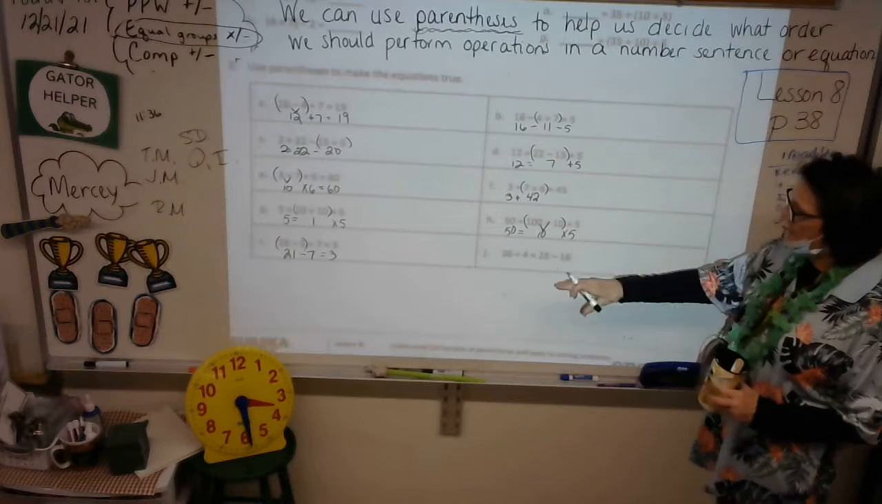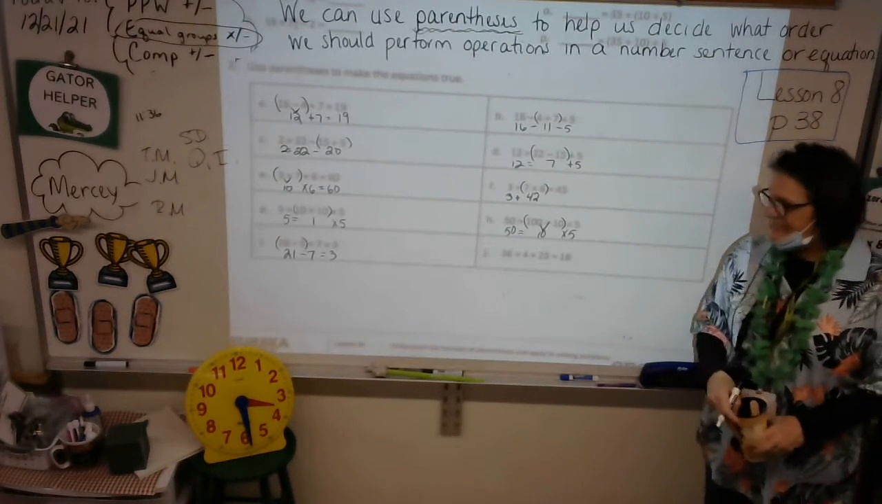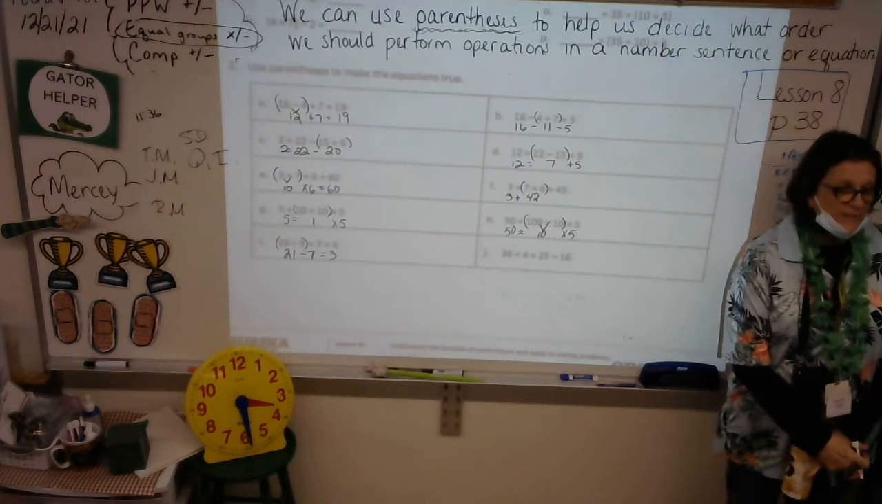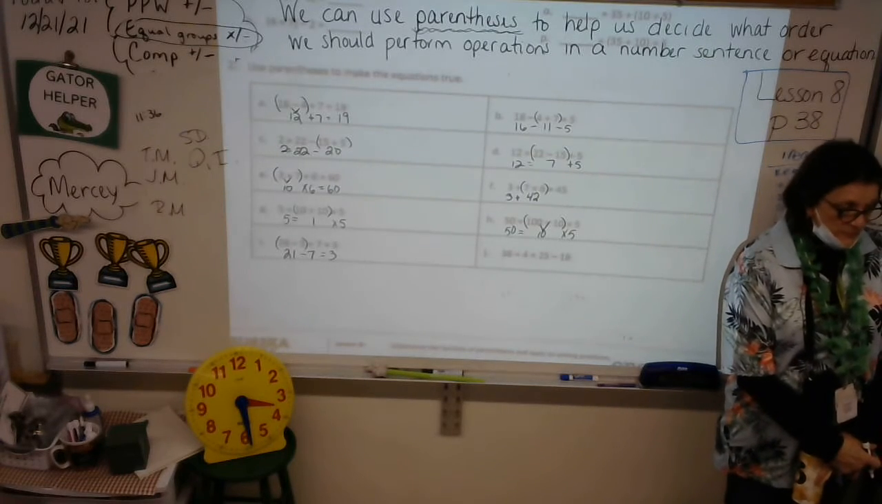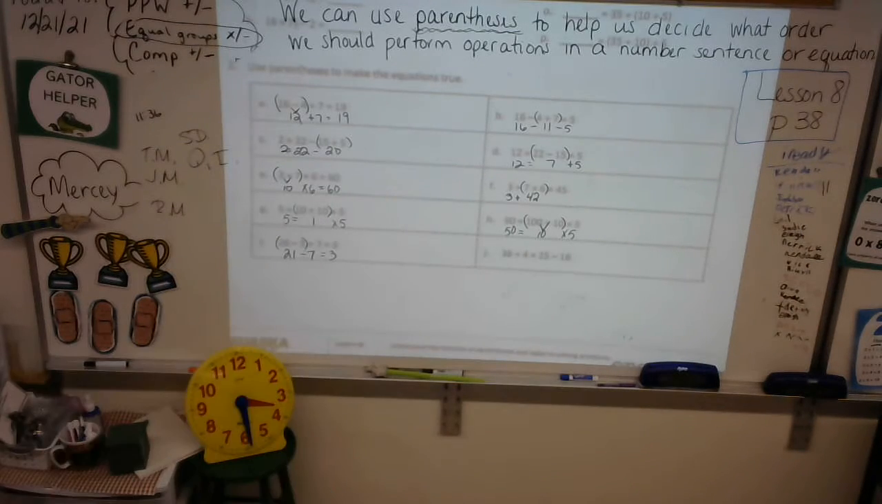And we've got one last one. 36 equals 4 times 25 minus 16. I'm going to let you guys work on that one in your groups, and I'm going to stop the video for a minute. Remember, you guys can guess and check.